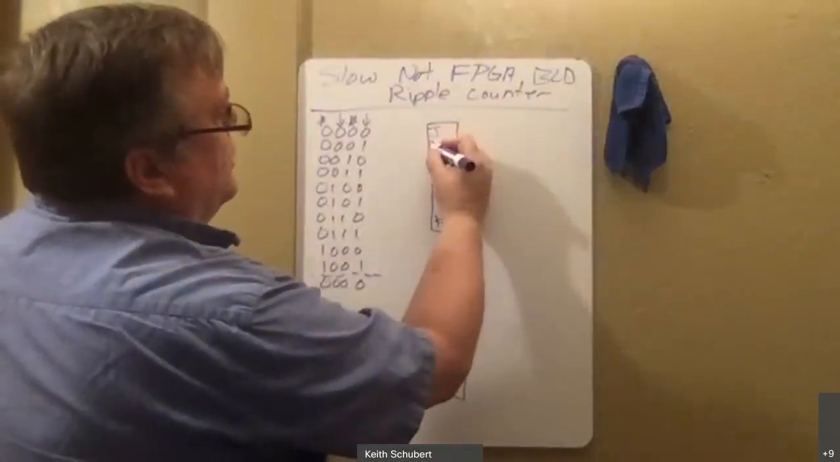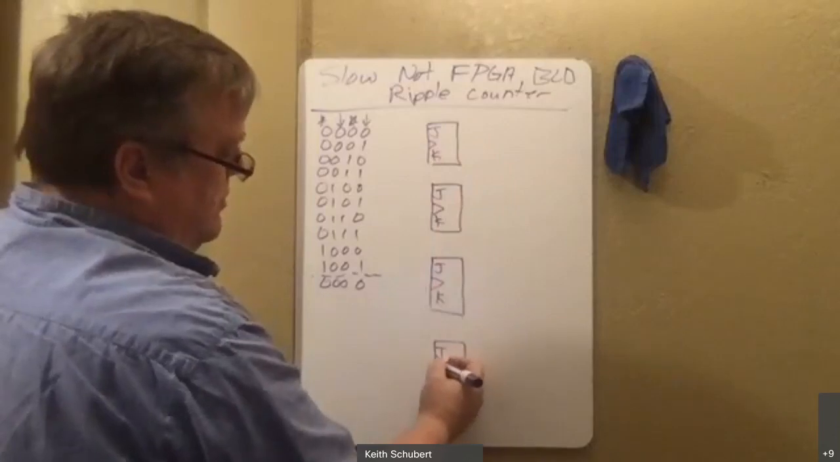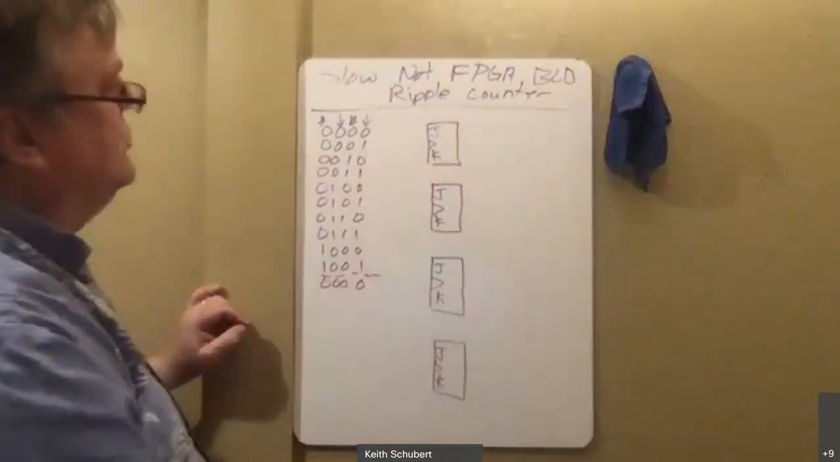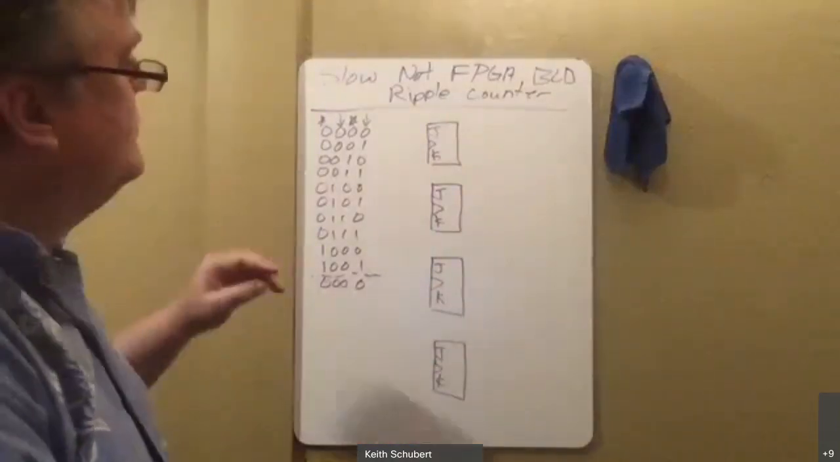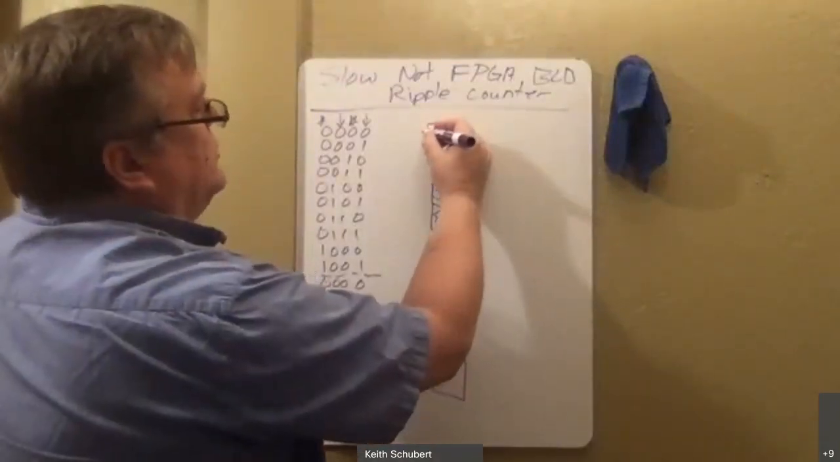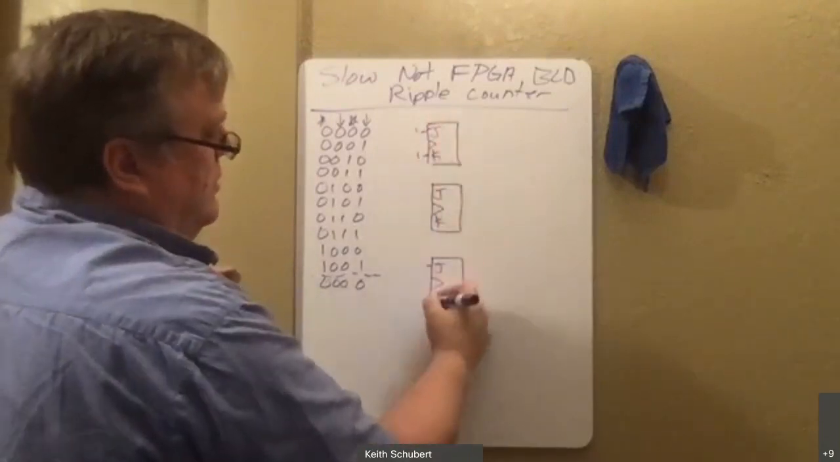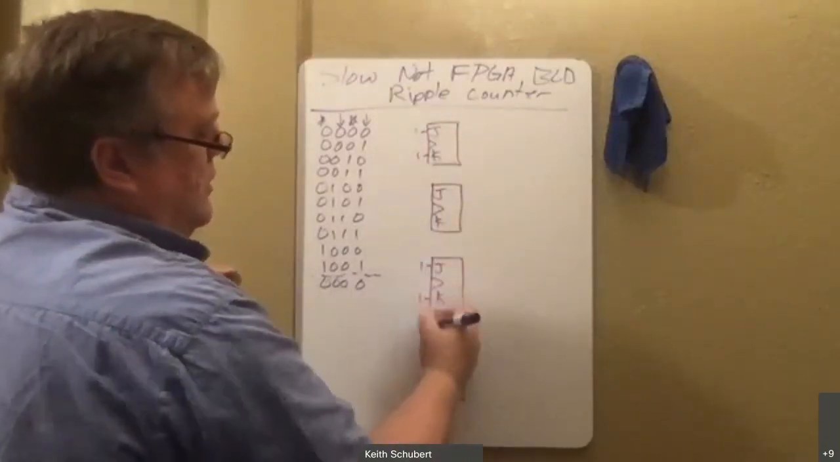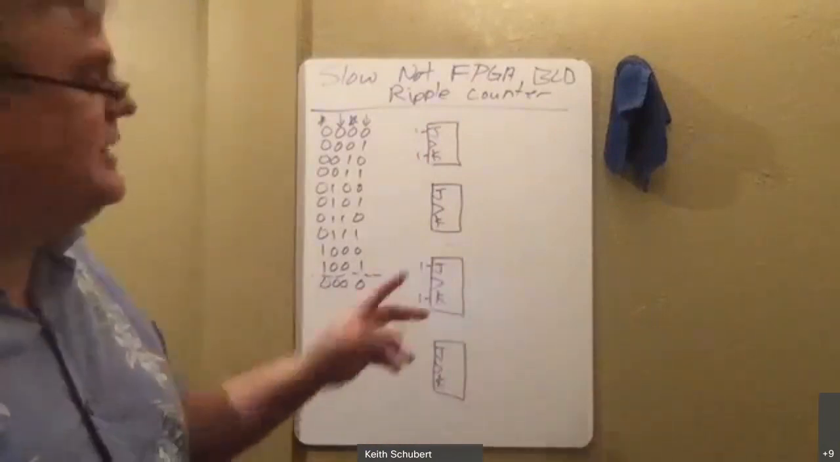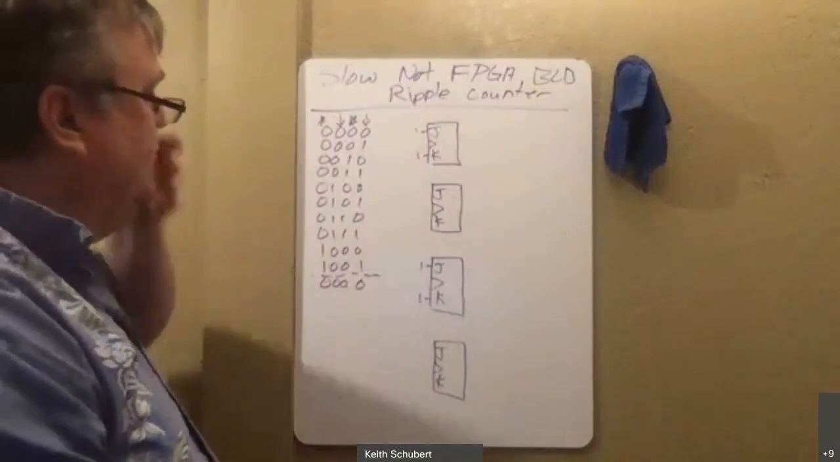Often with JKs, we put the clock between J and K, just so it's easier to separate. Now, for a JK, if I just want to toggle, I set them both to 1. So these two, I'm just going to set both of them to 1 because they need to do their normal toggling.